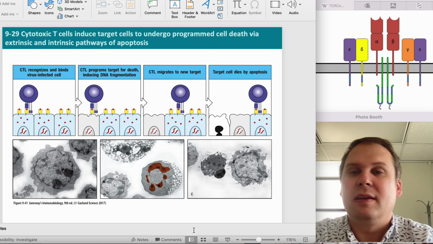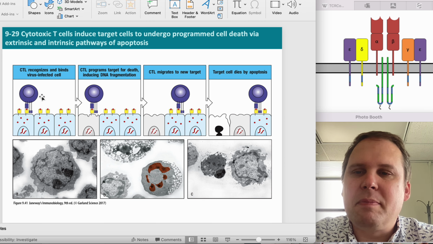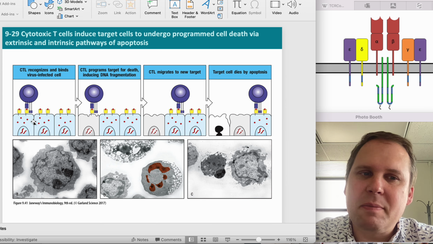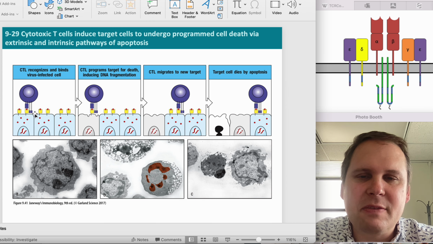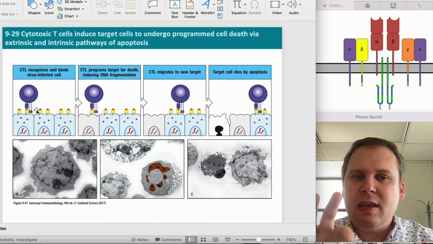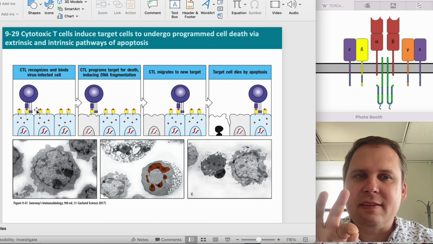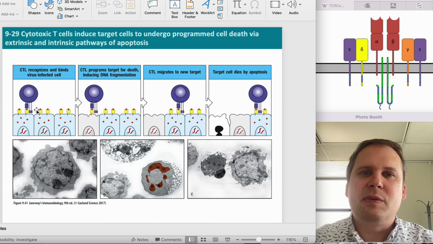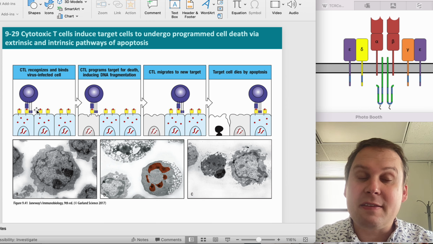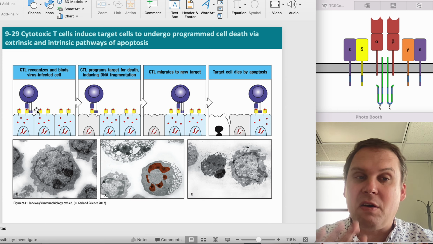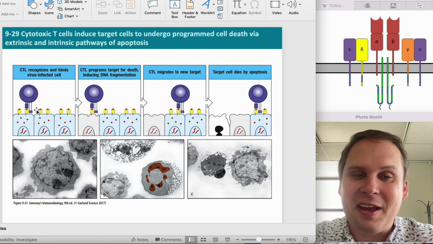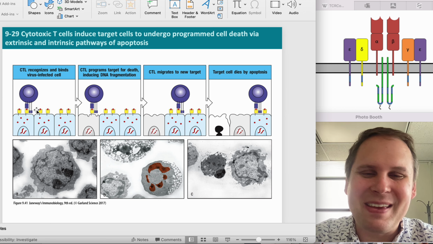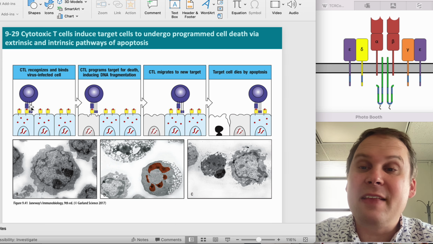Okay. Killer T cells bind to infected cells via peptides presented on class 1. Once the CD8 T cell is activated, it does not need a second signal in order to kill. So an activated killer T cell is good at killing all by itself. It does not need your help. It does not need your friendship. It is here to do a job. And so it'll just go along.